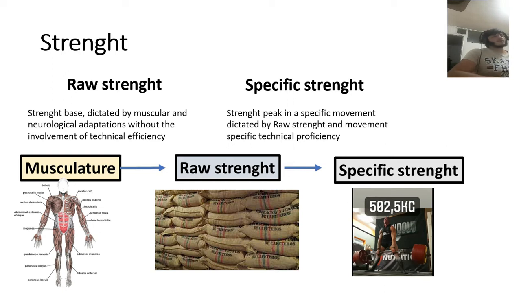So, raw strength. Raw strength is your strength base. It's dictated by muscular and neurological adaptations without the involvement of technical efficiency. Then there is the specific strength.